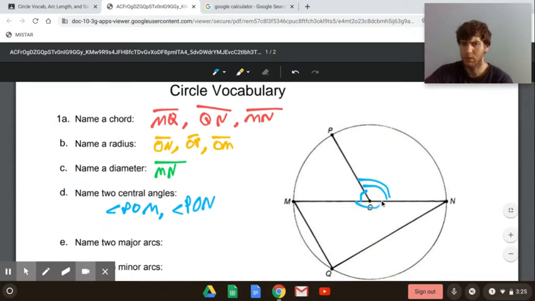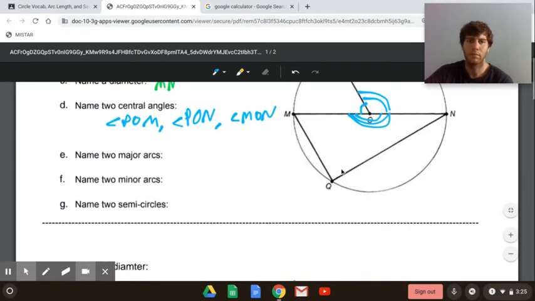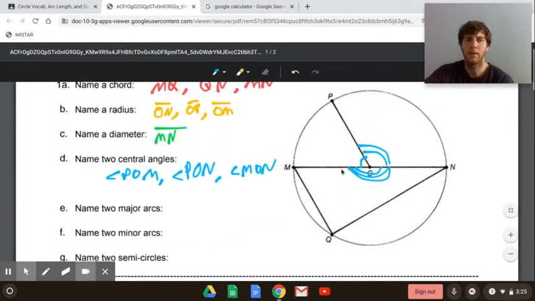Or you could also do the 180 one here. So MON. And then you could also do the big one here. If they're more than 180, you would have double, but there's no real way to distinguish the names between those two. But there's three possible central angles.